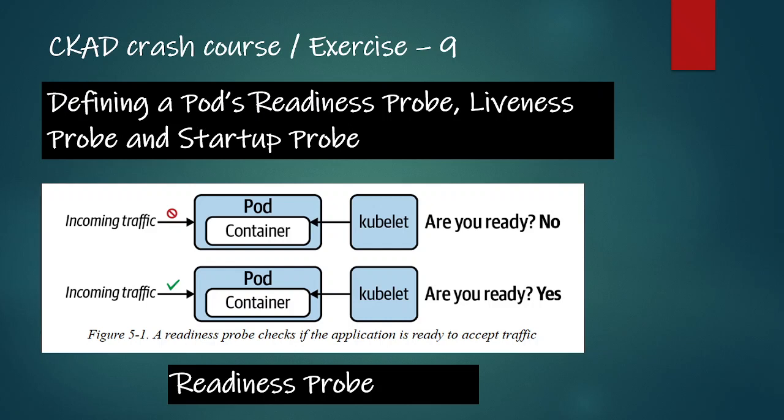Hello all, so we are at exercise number 9 for CKAD exercises. So here we are going to explore various types of health checks: readiness probe, liveness probe and startup probe. Starting with a readiness probe, it basically checks whether your application is ready to accept incoming requests or incoming traffic or not, right?